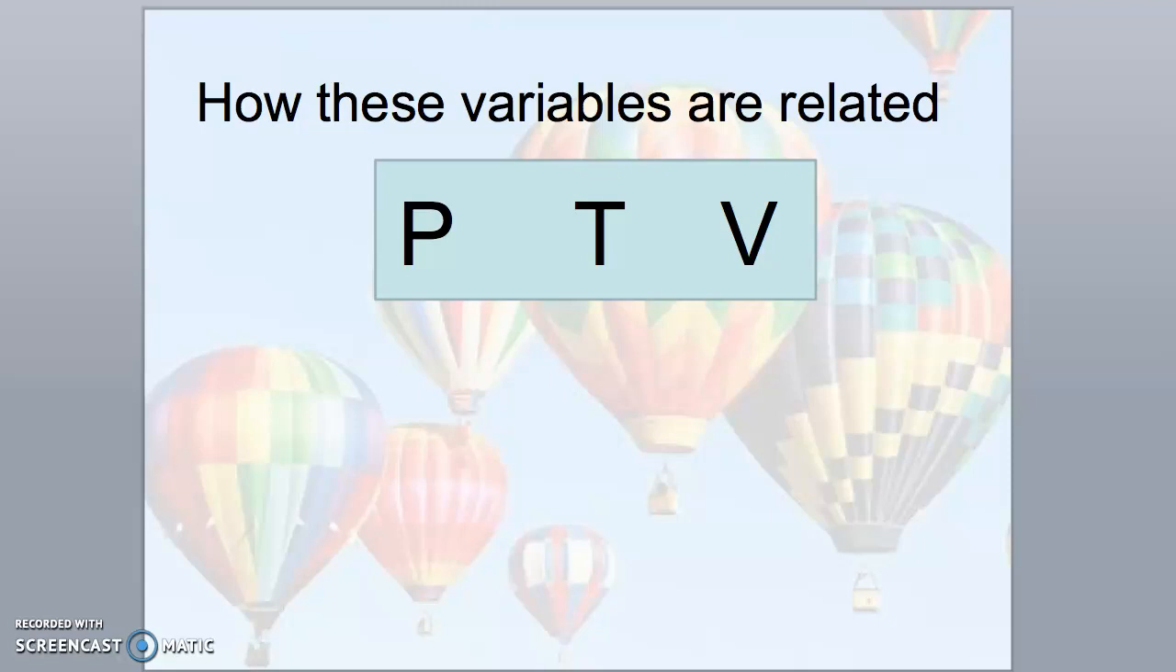Other relationships exist. At constant pressure, increasing temperature will increase the volume of a gas. There are more, and they can all be visualized using the PTV card.